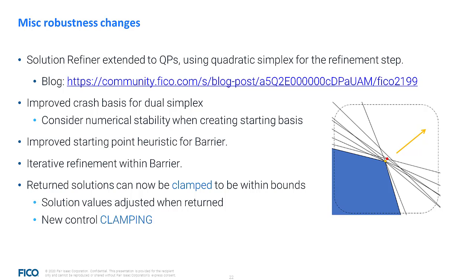Moreover, we have started to consider numerical stability for creating the starting basis of the dual simplex and for the starting point heuristic of the barrier algorithm. We have introduced iterative refinement within the barrier algorithm to improve its calculations. Finally, we have added a new control to clamp solutions to force them to stay within the bounds.